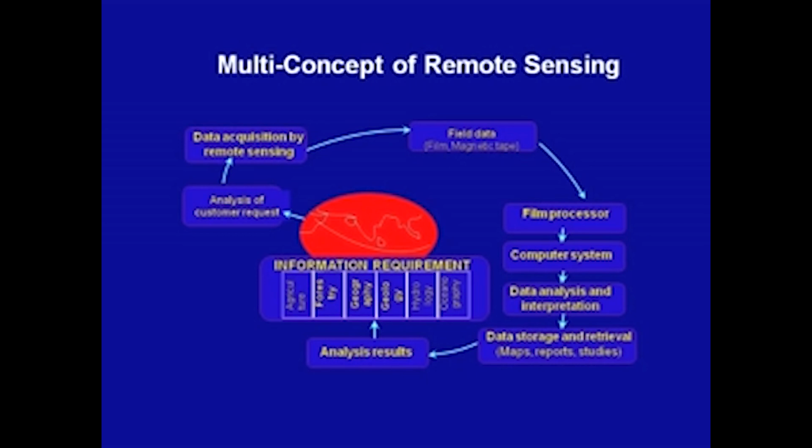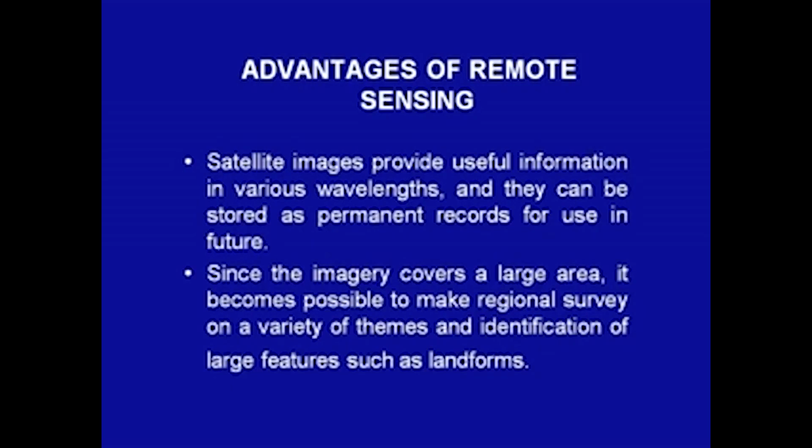So, before I proceed ahead, it would be good that we look at the advantages and disadvantages of remote sensing, so that we can appreciate the limitations of this particular technology. Satellite images provide useful information in various wavelengths, and they can be stored as permanent records for use in future. Since the imagery covers a large area, it becomes possible to make regional surveys on a variety of themes and identify large features such as landforms.